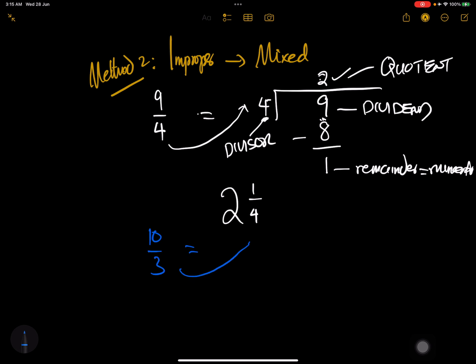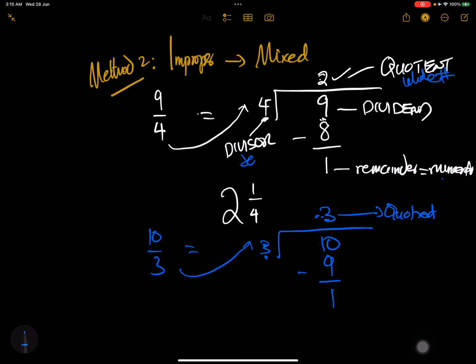We let the 3 come out, and then have your long division, and your 10 is inside. 3 goes into 10 3 times, so 3 times 3 becomes 9, and we subtract, we get 1. So this is the quotient, which is the whole number. This remainder is the numerator, and the divisor becomes the denominator.